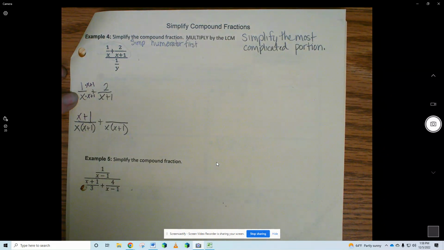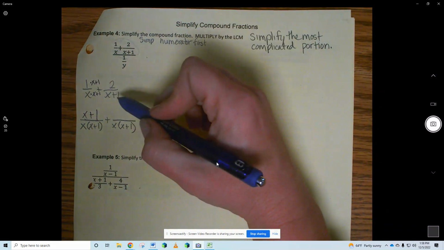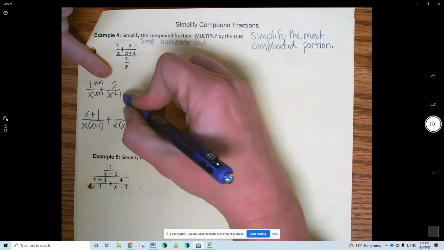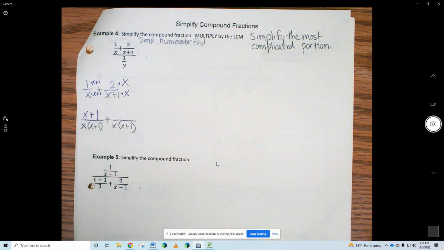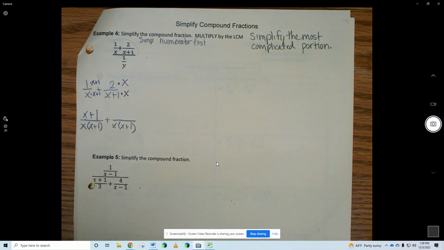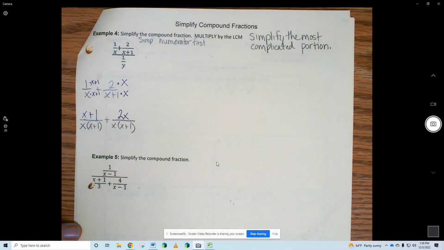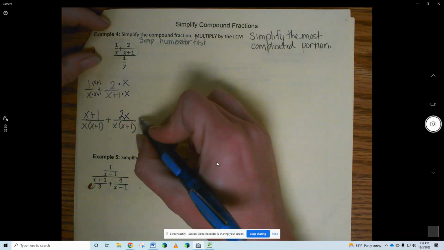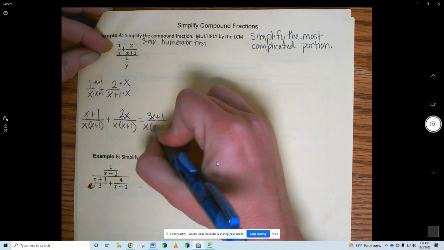x plus 1 is missing. The second fraction had a denominator of just x plus 1. I need to make it x times x plus 1. What's missing? Just the x. Two times x, 2x. New numerator, 3x plus 1 over x parentheses x plus 1.